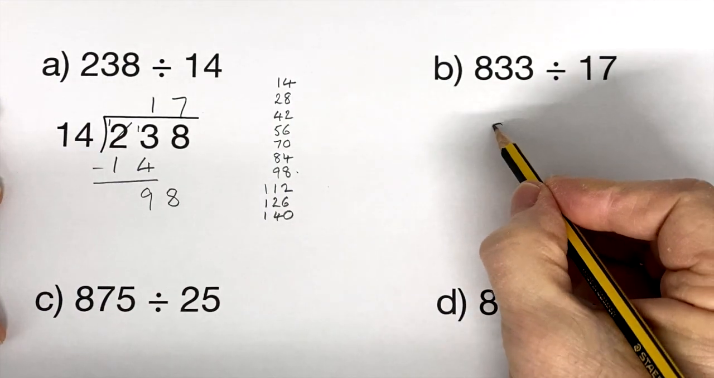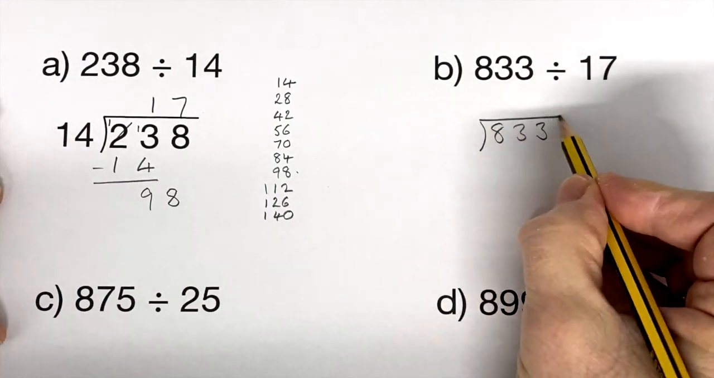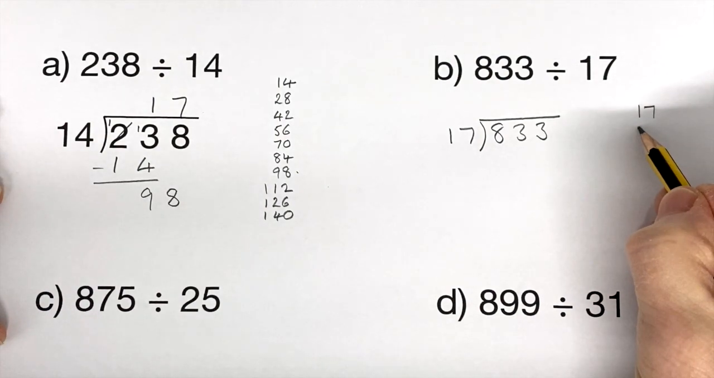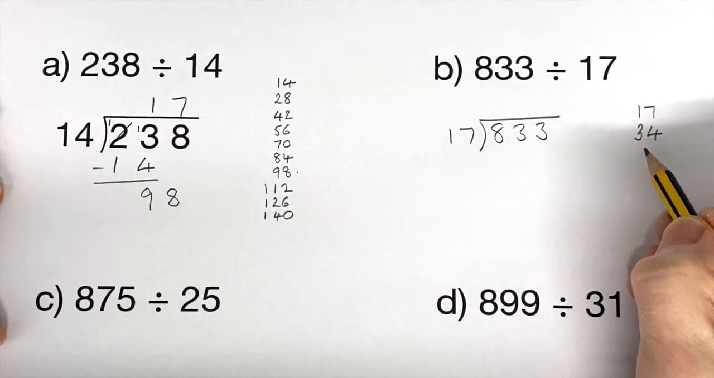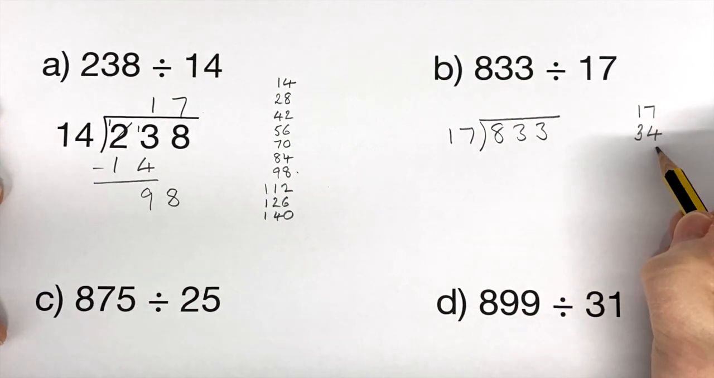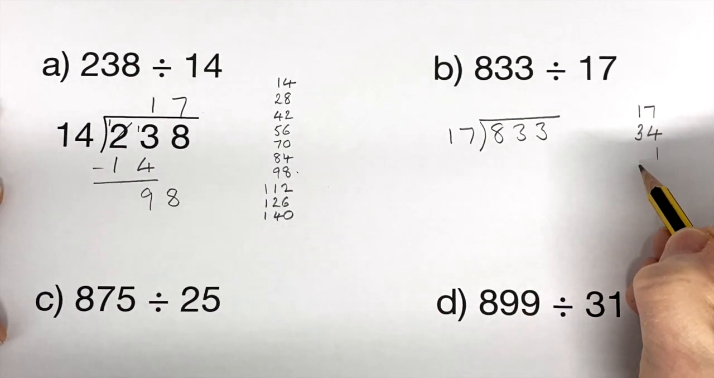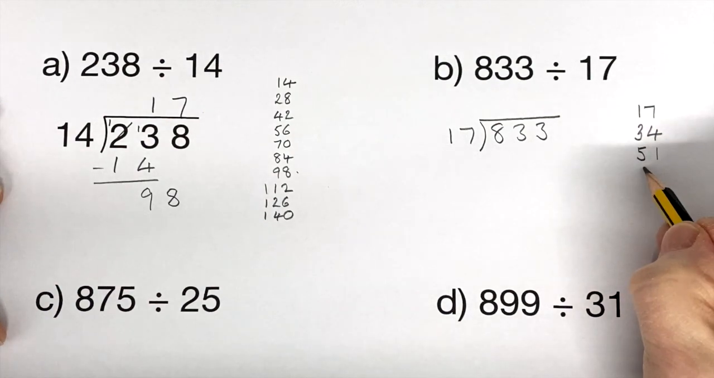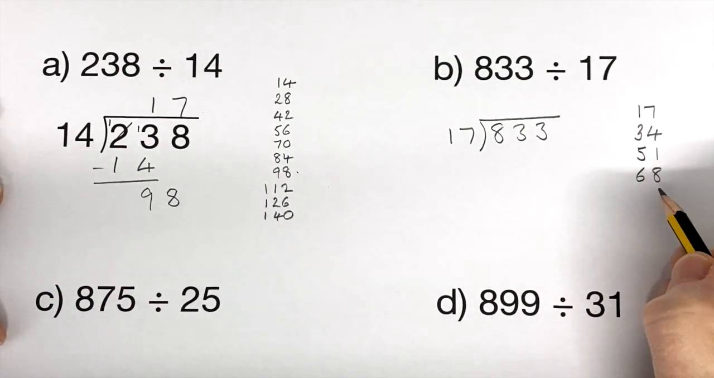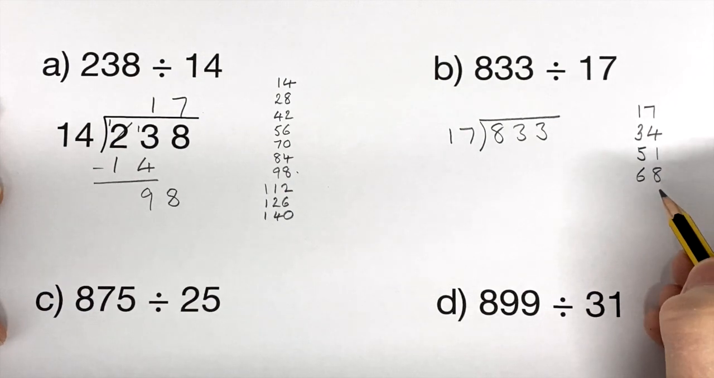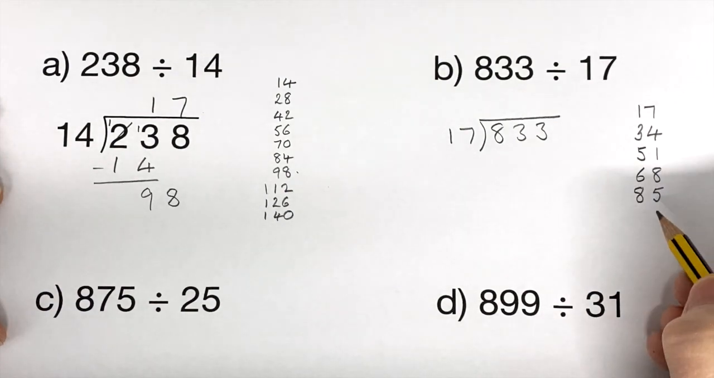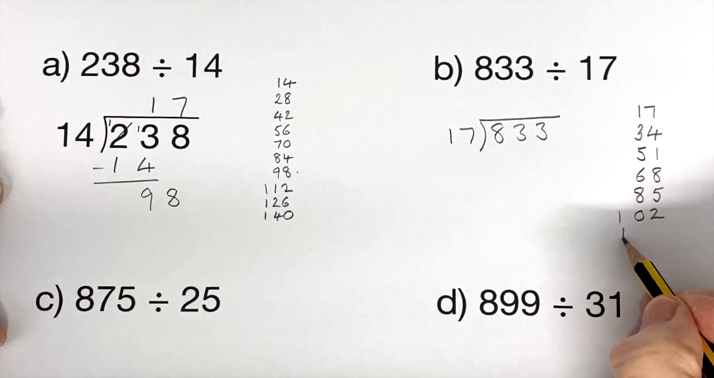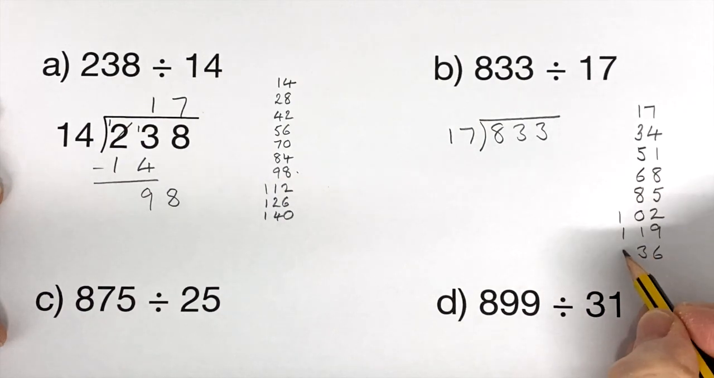Question B. 833 divided by 17. So I need some 17s. 1 17 is 17. 2 17s will be 34. 3 17s, well, 3 7s are 21, so we know that much. 3 1s are 3, plus that 2 gets us 51. 4 17s will be 68. 5 17s, so we're going to add 17 on to 68, makes it 85. Add another 17 is going to be 102. Another 17, 119. That's 136.